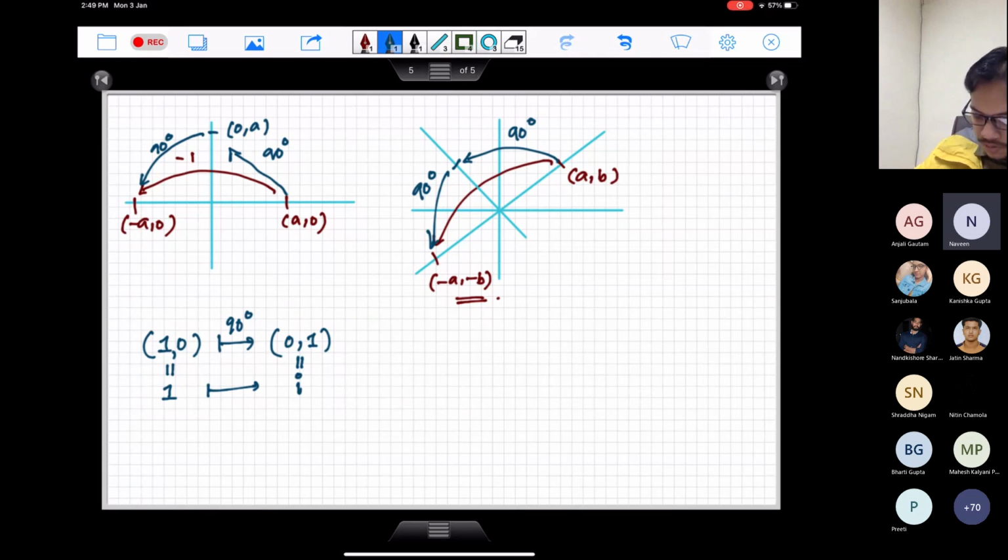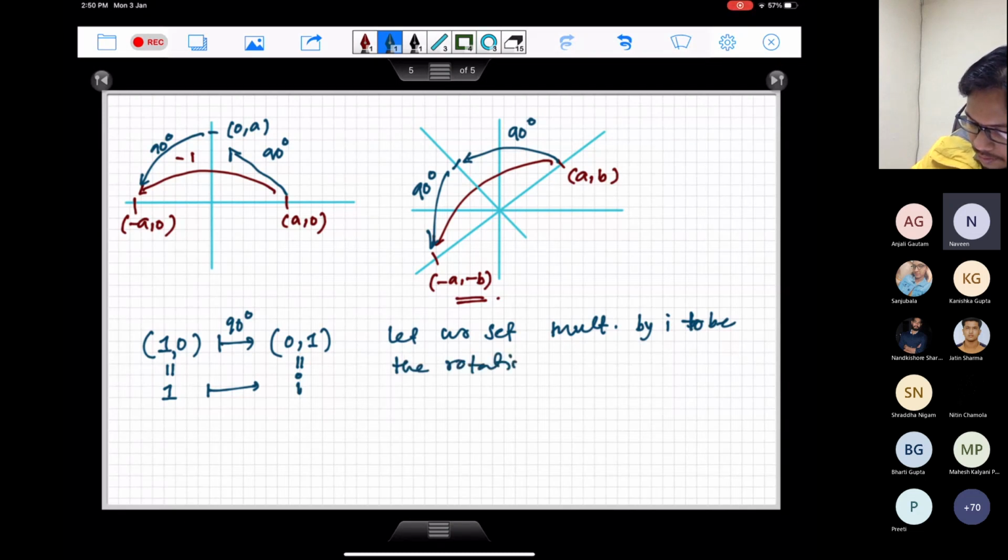Therefore, let us set multiplication by i to be the rotation by 90 degrees. Now that 1 is going to i, let us call this rotation by 90 degrees multiplication by i.